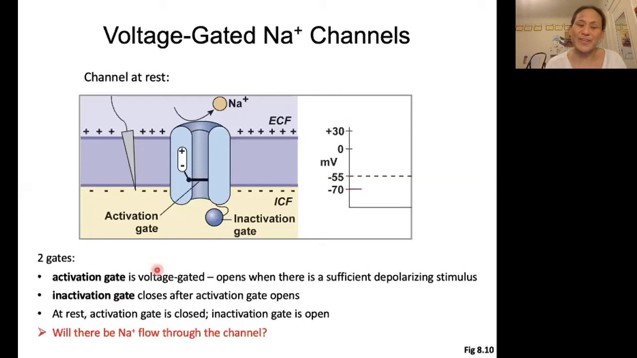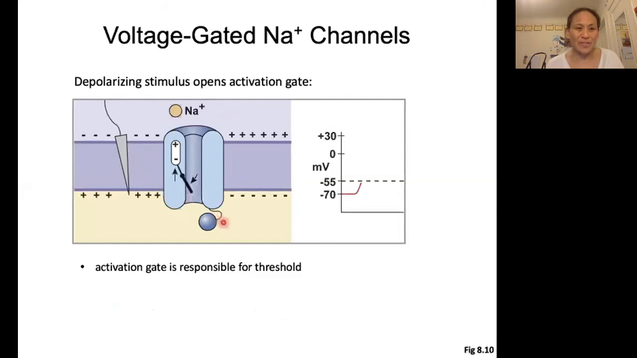Okay, hopefully you figured out that there will be no sodium flow through this channel. That's actually indicated here by this sodium bouncing off the ion channel right here. There's no flow through the sodium channel because the activation gate is closed. The pathway through the channel is blocked off, okay? Let's move on through the action potential, okay?